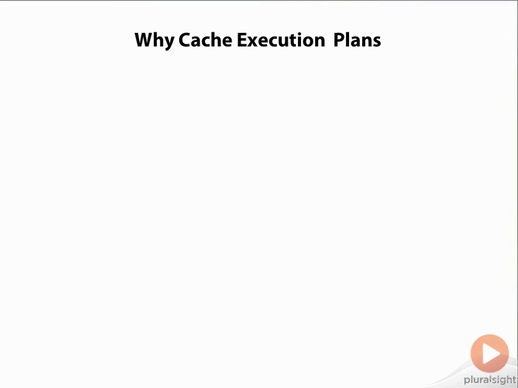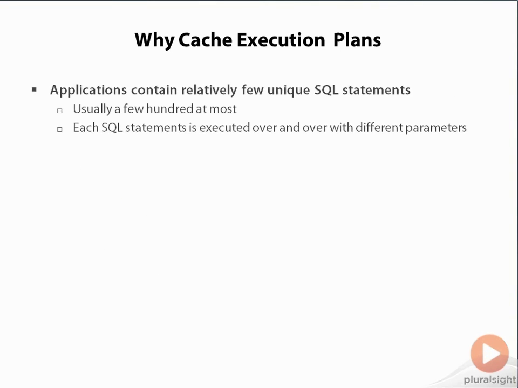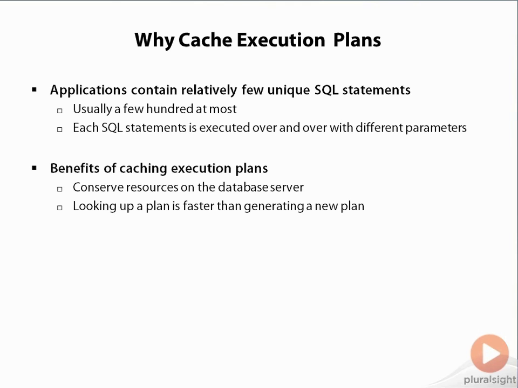Why does Oracle cache execution plans in this way? The short answer is that generally, applications contain a relatively small number of unique SQL statements, and they just execute these same SQL statements over and over again with different parameters each time. By caching SQL statements and their execution plans, we see two benefits. First, we save computing resources on the database server because we don't have to regenerate an execution plan each time, and this frees up these resources to perform other work in our database, like actually processing our SQL statements.